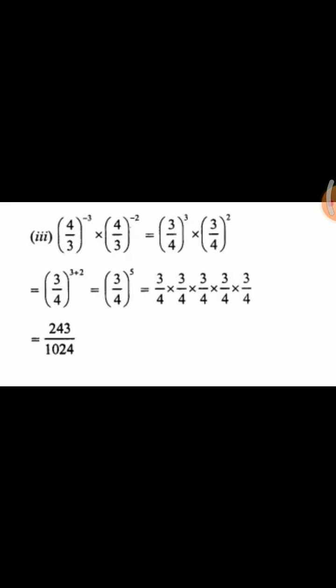Next, question number 3. 4 by 3 power minus 3 multiplied by 4 by 3 power minus 2. So after that you convert it into the positive power. So 3 by 4 power 3 multiplied by 3 by 4 power 2. After that the base is equal, so 3 by 4 power 3 plus 2, 3 by 4 power 5. You write 3 five times and 4 five times. After that you multiply. Your answer will be 243 by 1024.